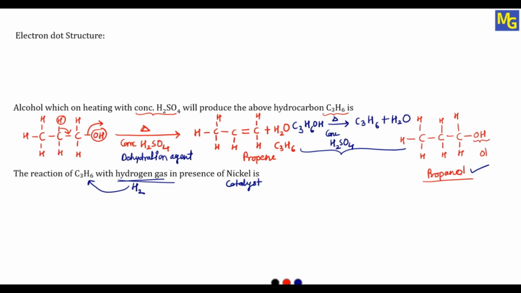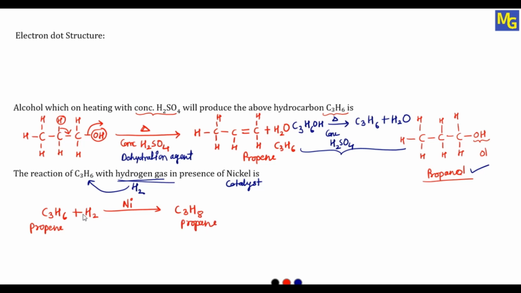So what is the reaction? So let me write the reaction. So here see, C3H6 plus we are going to add H2, and this reaction we are going to do in presence of nickel catalyst. So I'll write nickel on the arrow, and this H2 will be added in this. So we are going to get C3H8, and this is our product. If this is propene, then this will be propane.